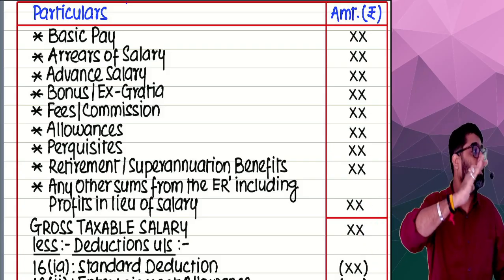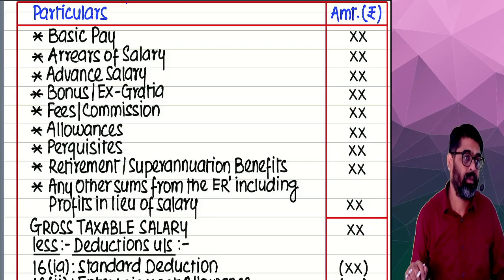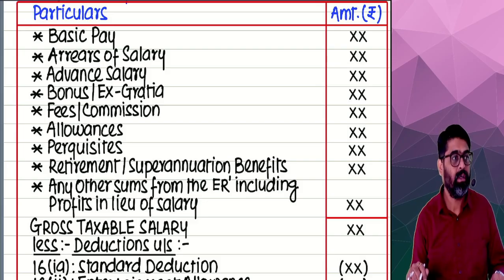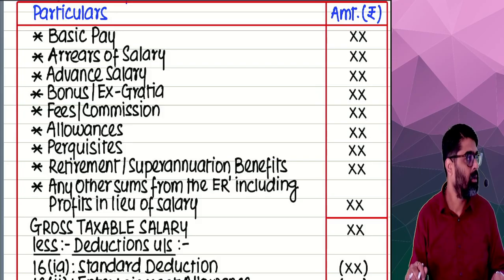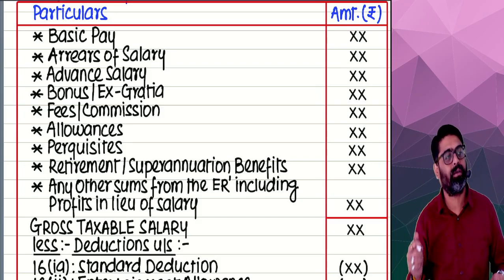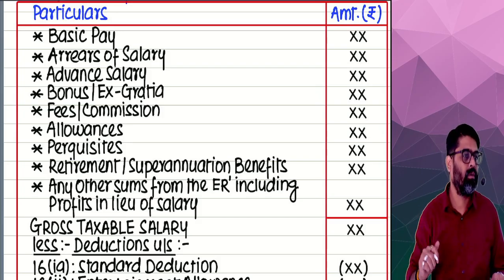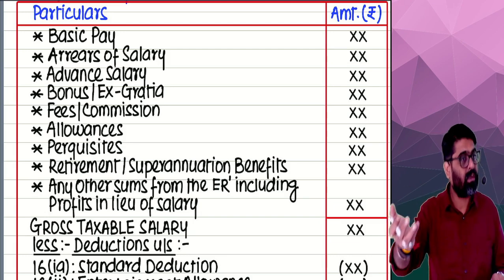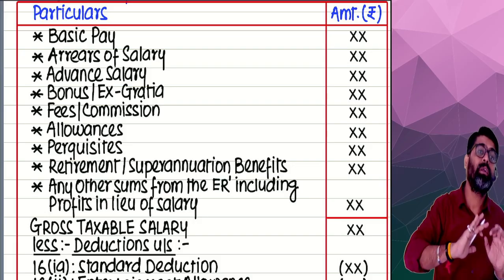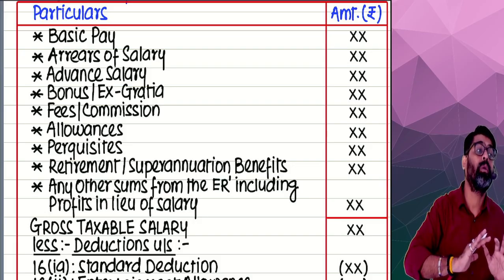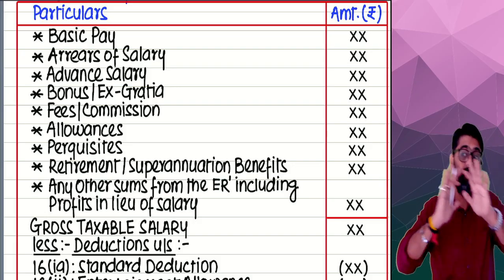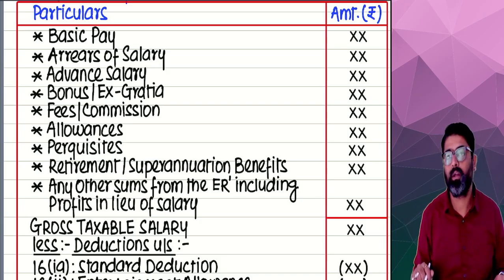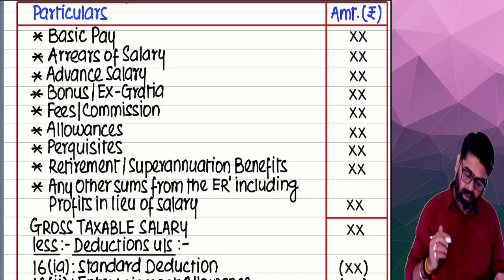But have you received it in advance in this year? It will be taxable in this year on what basis? Receipt basis. Next year when it becomes due, will you again charge it? That time it will be ignored. So it will not be taken as salary for next year. It will be taken as salary for this year because it is taxable on what basis? Receipt basis. Due or receipt, whichever is earlier. Got it, sir? So advance salary done.